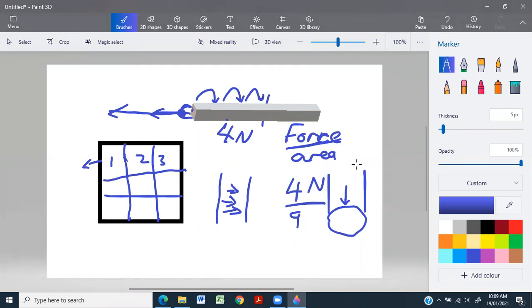But stress is not pressure, right? It's not the same formula. Stress is not pressure. They're different things. If it was pressure, we would just call it pressure, right? Good.